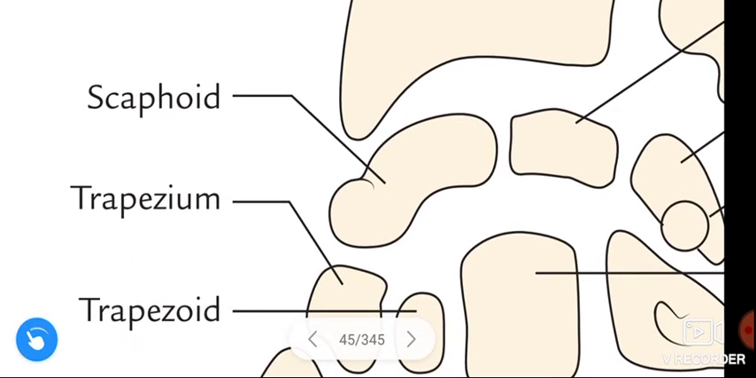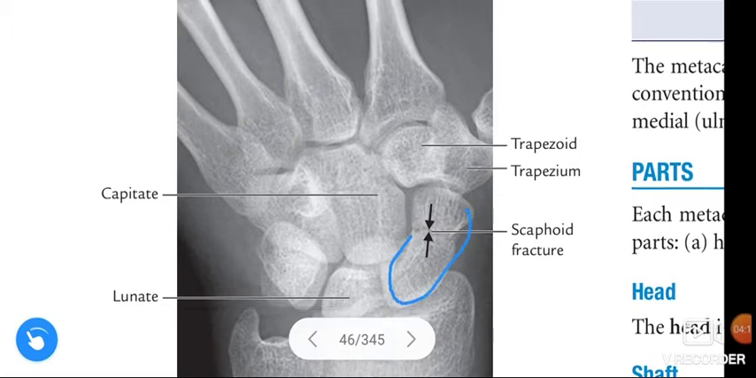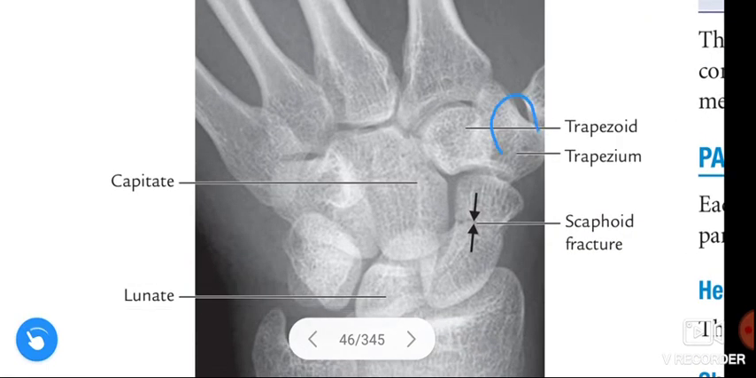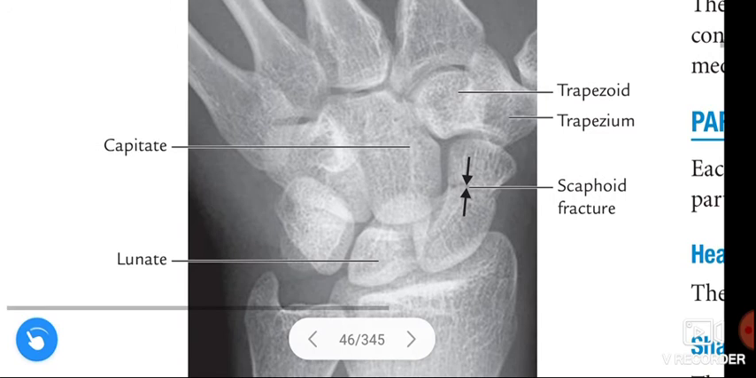I show you the X-ray. If you see this figure, this is the scaphoid bone, and this is the trapezoid, and this is the trapezium and trapezoid, capitate. This is the scaphoid bone. Here is the junction at which the scaphoid bone fracture occurs. This is the narrow point at which the scaphoid fracture occurs. This is the anterior and posterior view in radiology.